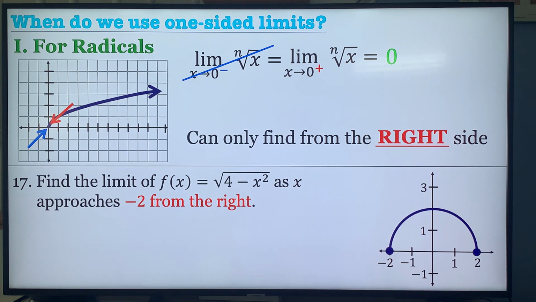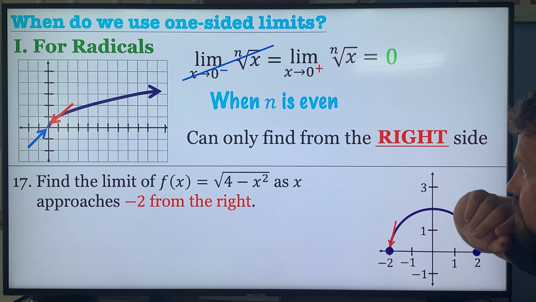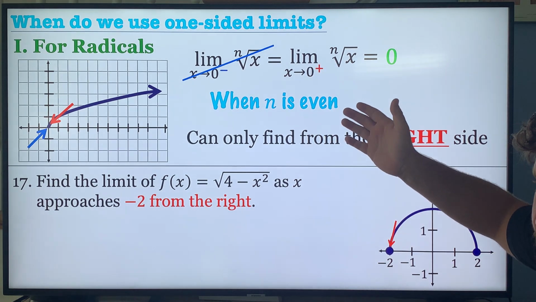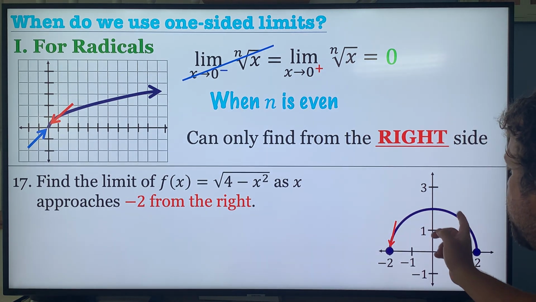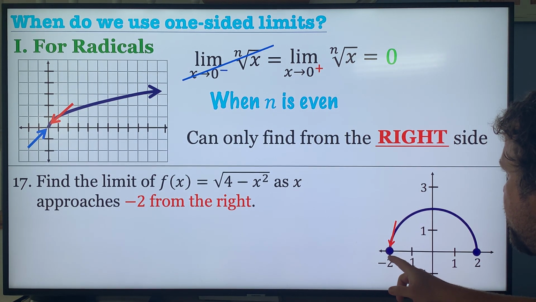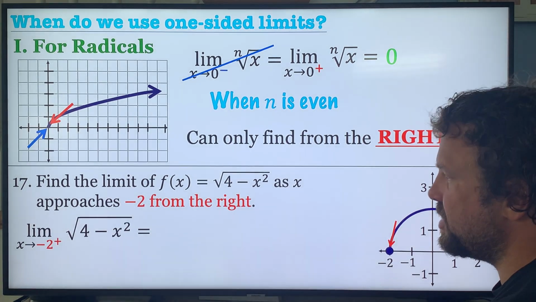Find the limit of, let's do this one: the square root of 5 minus x squared as x approaches negative 2 from the right. What do you think the answer is? I'm sorry, this is only when n is even. If n is odd, obviously, you're going to have stuff from the left-hand side. So as you approach from the left-hand side or right-hand side, your answer is, you can actually plug it right in.